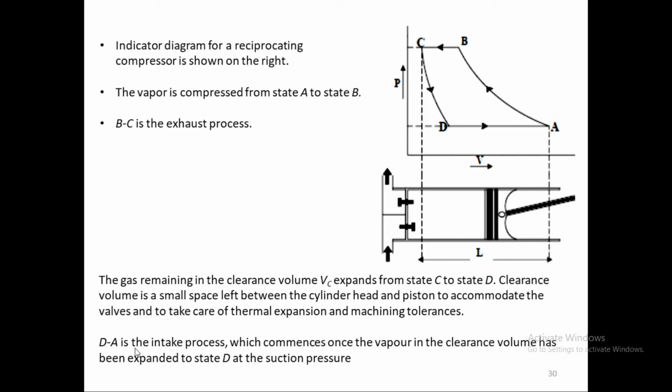D to A is the intake process, which commences once the vapor in the clearance volume has been expanded to state D at the suction pressure. So actually suction is starting for the fresh gas between D to A. It is not the entire swept volume. Swept volume is from this dash line to A.